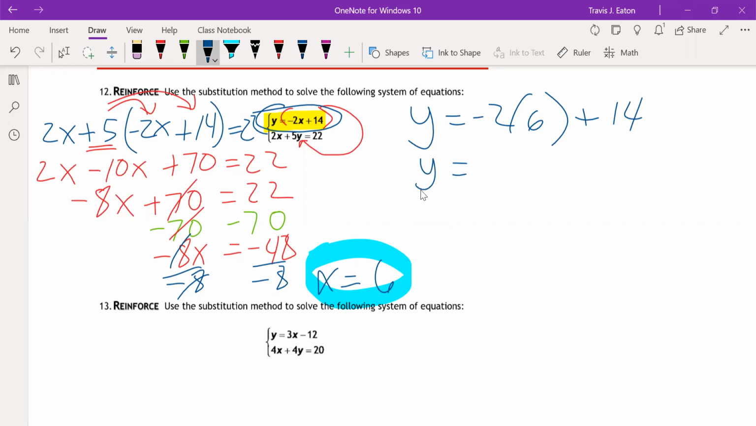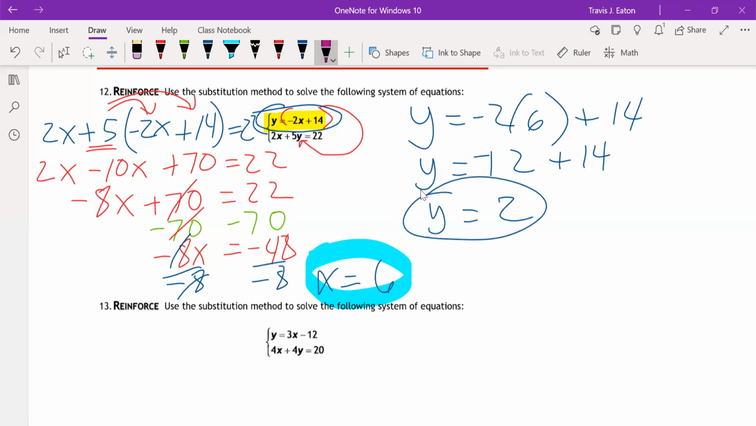Okay, so negative 2 times 6 is negative 12 plus 14. And negative 12 plus 14, I've got 12 negatives and 14 positives. That's going to give me a positive 2. So now I've got x equals 6 and y equals 2. So that's going to give me my ordered pair, my answer of 6, comma 2.